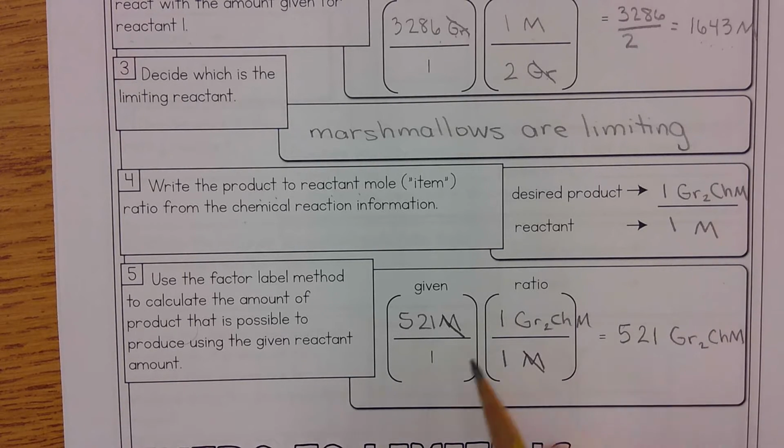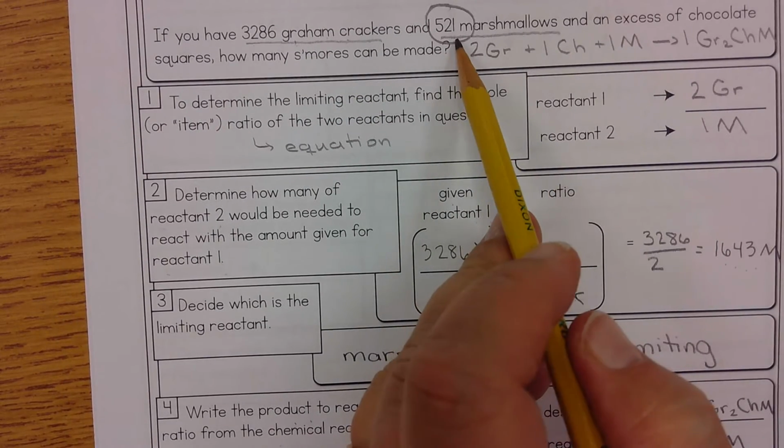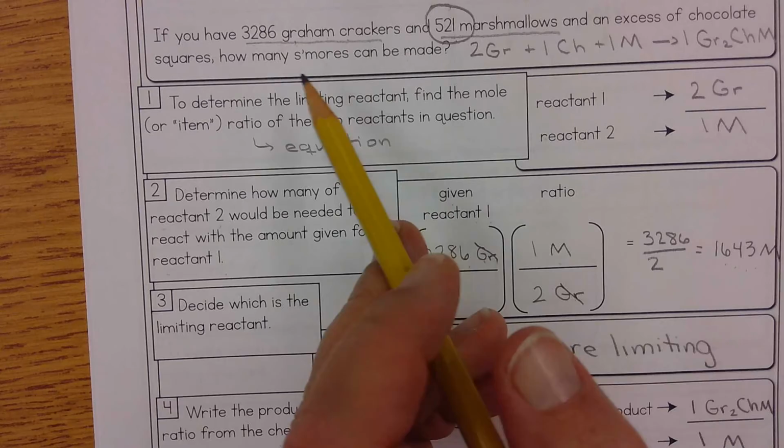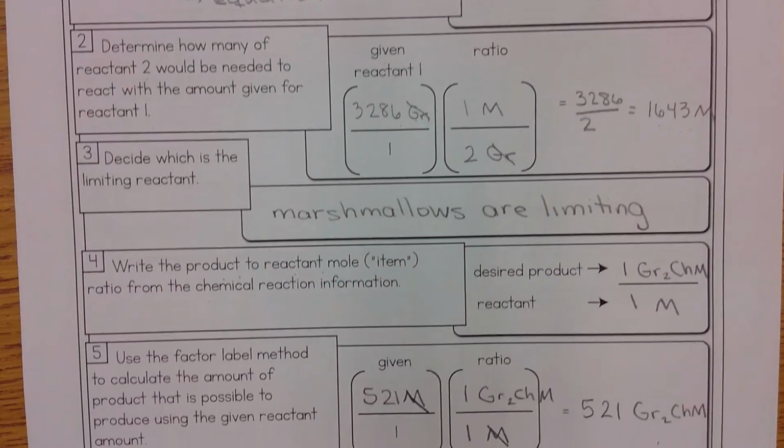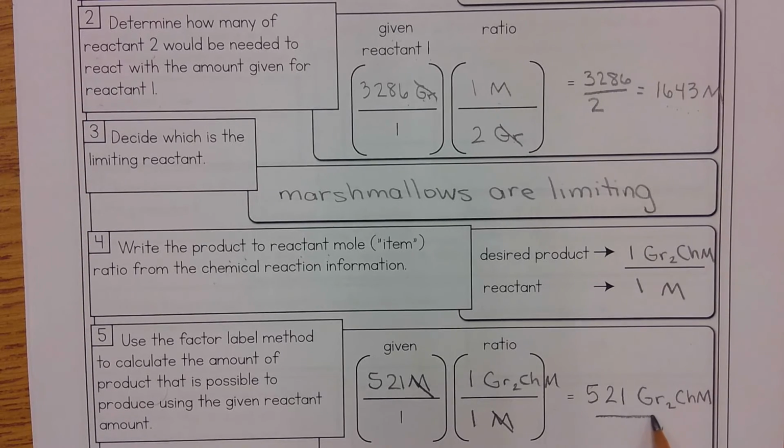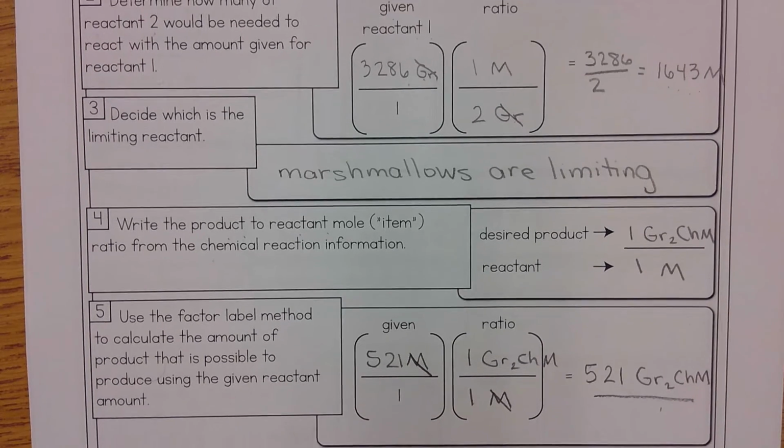So I can make 521 s'mores, and then I'll run out of marshmallows. I'll have some graham crackers left over, but my marshmallows limit me, so I can only make this many s'mores before I run out.